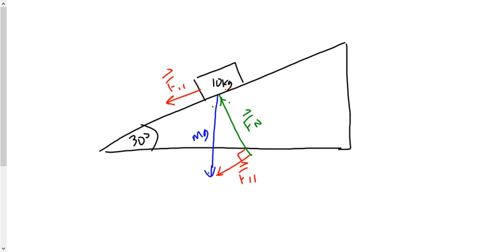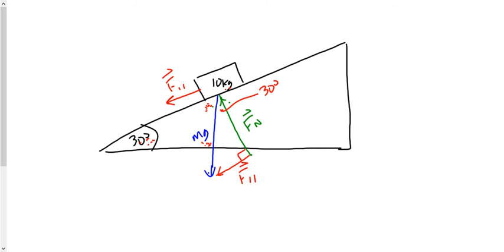Now, what do we know about this angle right here? It's going to be the same as this angle right here. So if this is 30, this has got to be 90 right here. This is 30 and this is 90, so this has got to be 60. And if this is 60, then this one's got to be 30. And that's always going to be the case. Whatever the angle of the hill is down here, the angle is going to be the same up here within our right angle triangle.